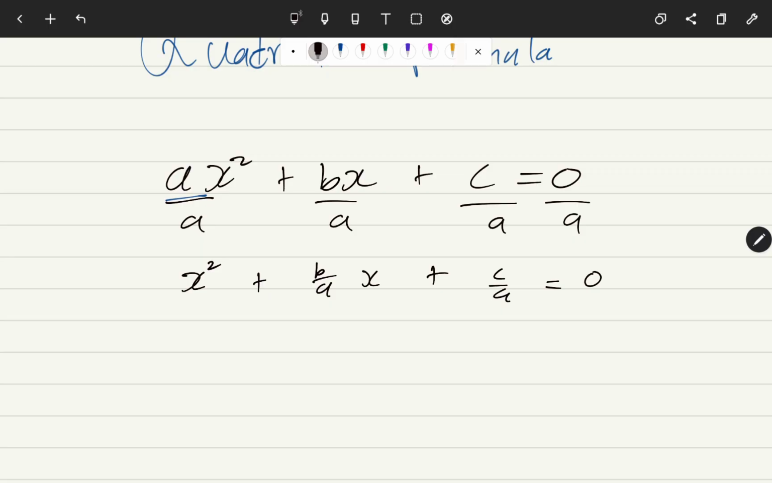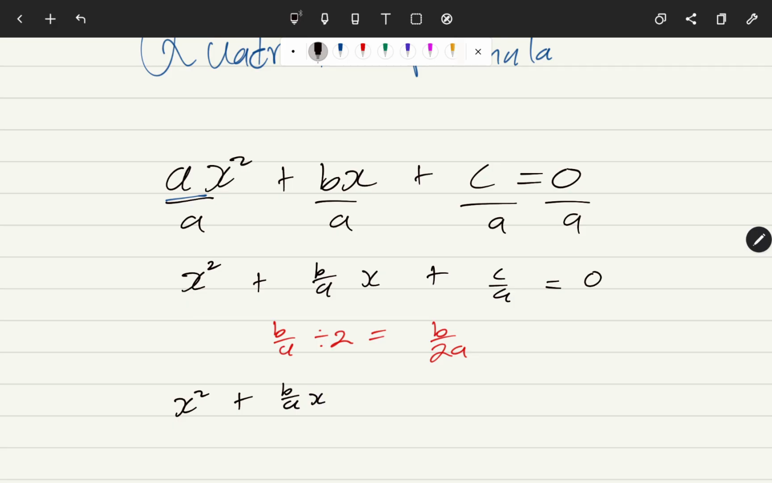The second step, remember, now we're going to divide the coefficient of x by 2. The coefficient of x is b over a. We divide that by 2. The answer is b over 2a. Right? So now we know we're going to have to add that and subtract it at the same time.